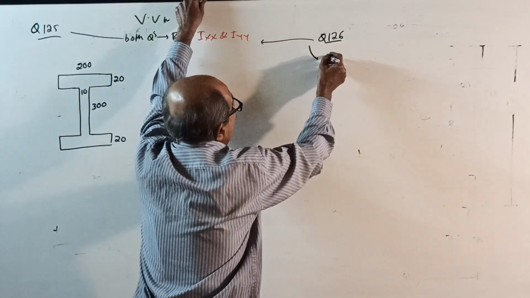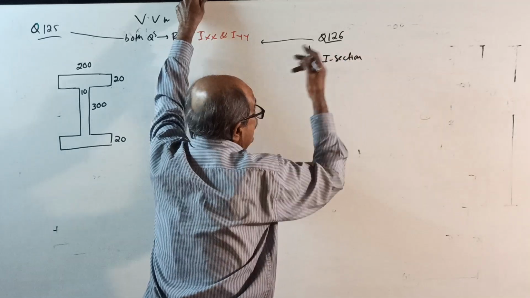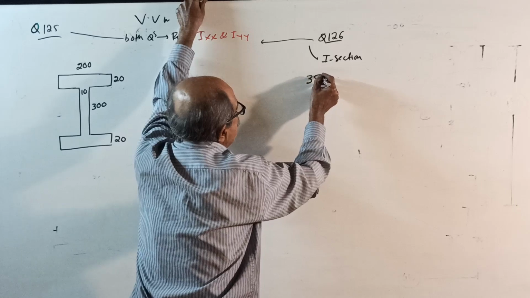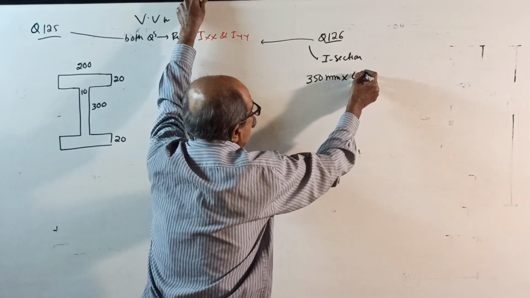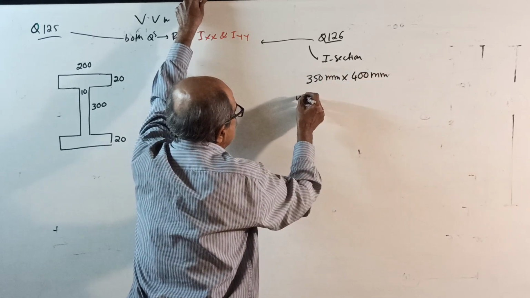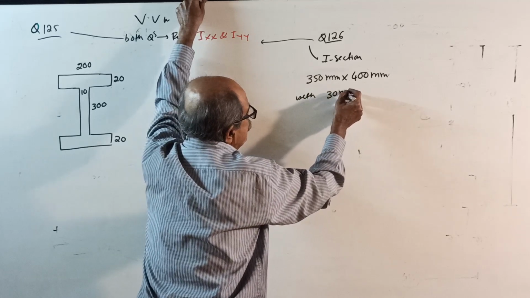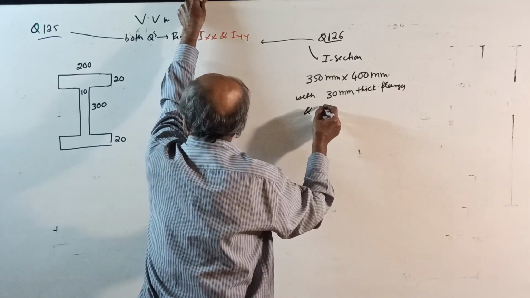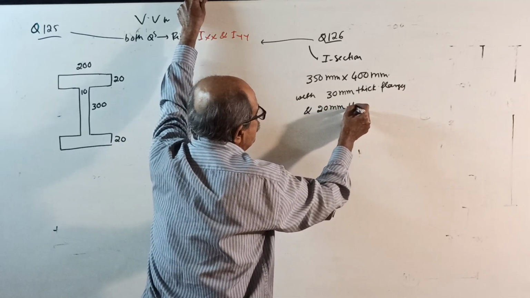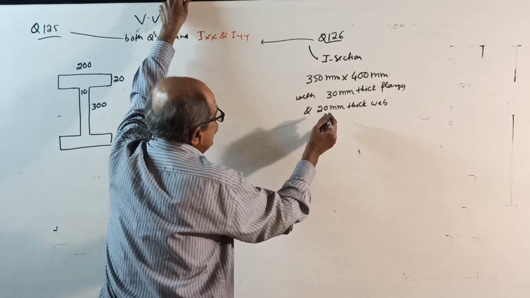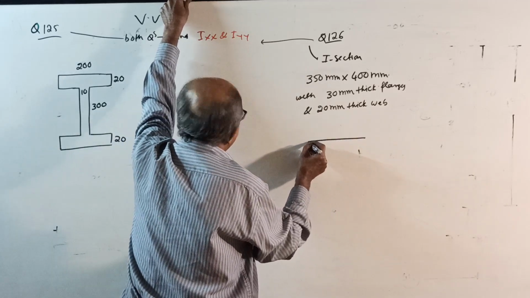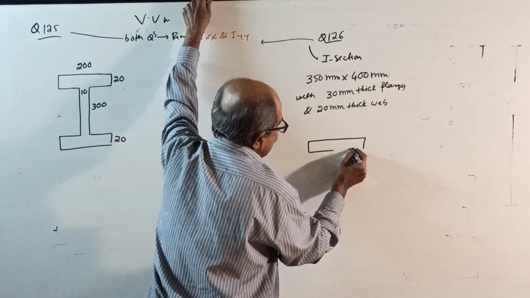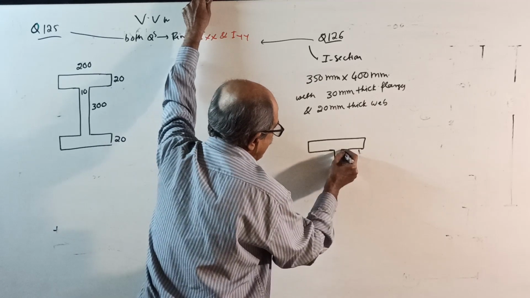In words, an I section, 200, that is 200, correct? Okay. 350 mm by 400 mm with 30 mm thick flanges and 20 mm thick web. Be careful here. Here the sketch is given, and here words are given. I'll tell you how the question is. Here it is 300 by 450. Out of scale.